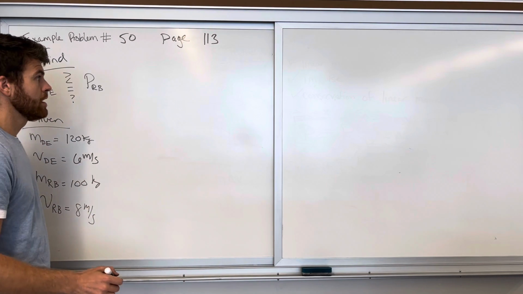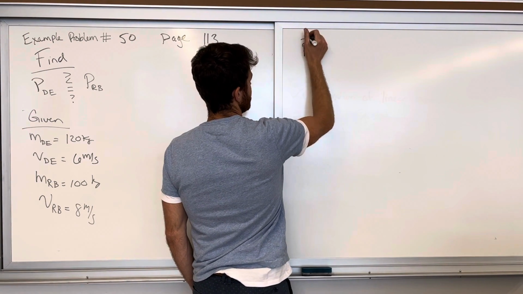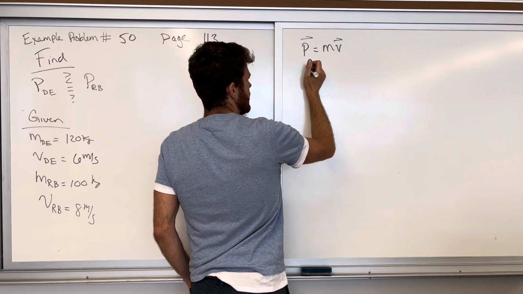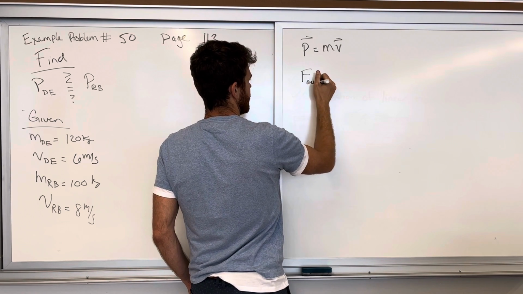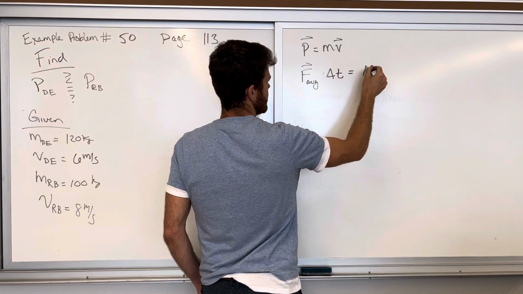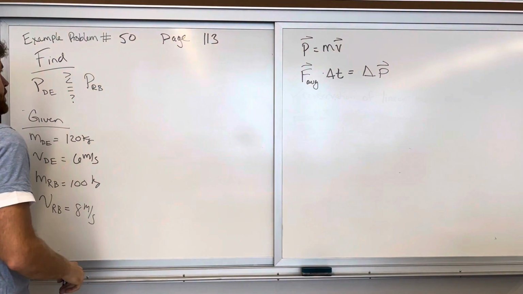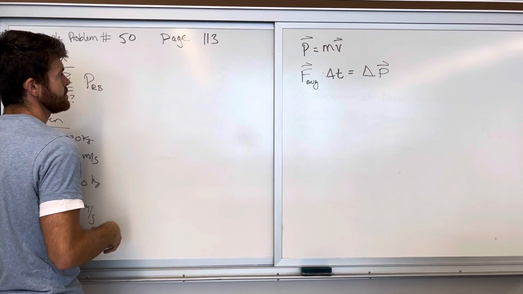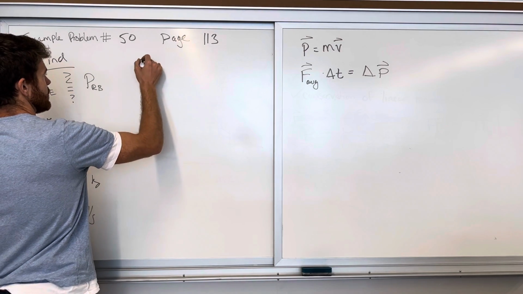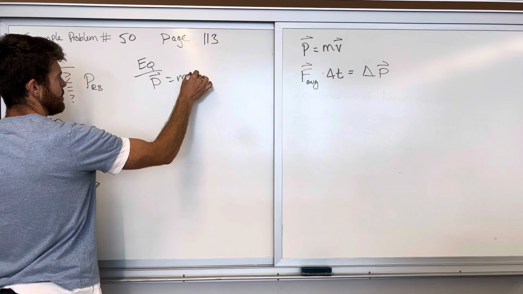Now, the relevant equations we're going to use are momentum equals mass times velocity, and average external force times delta t equals change in momentum of the system. So those are the equations we're going to use in this chapter. Here, we'll use the definition of momentum.